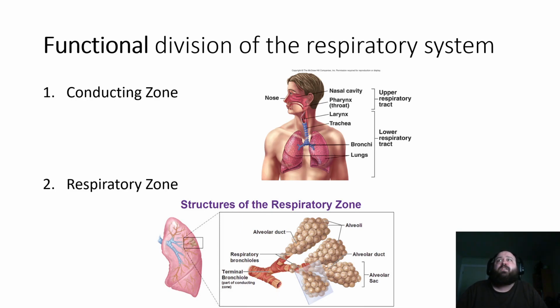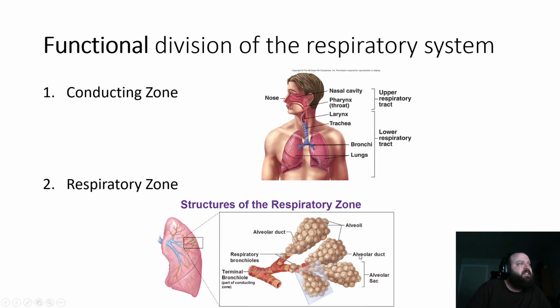The conducting zone functions, as I said already, to transport the air to the points of gas exchange in the alveoli of the lungs, but it also helps to filter air. It helps to warm air, and it helps to moisten air. And we're going to give you some examples of this as we go through it.